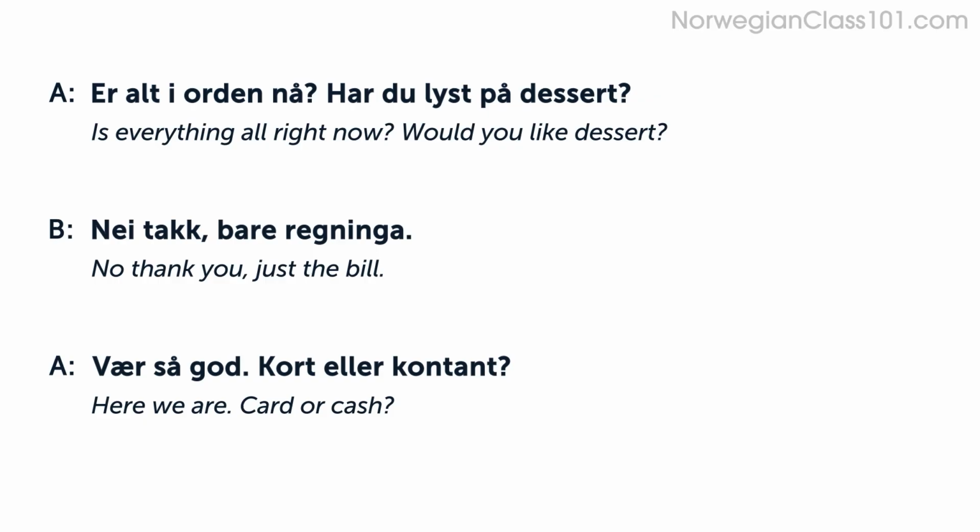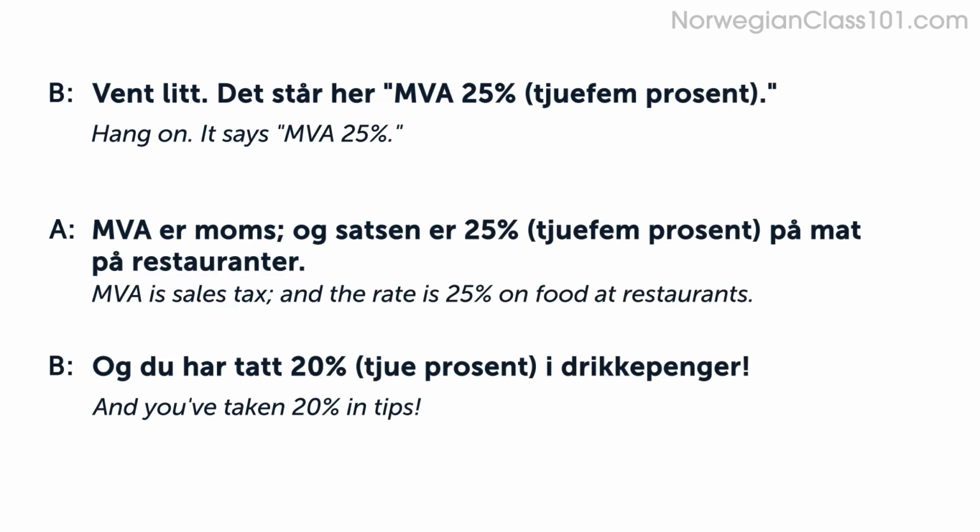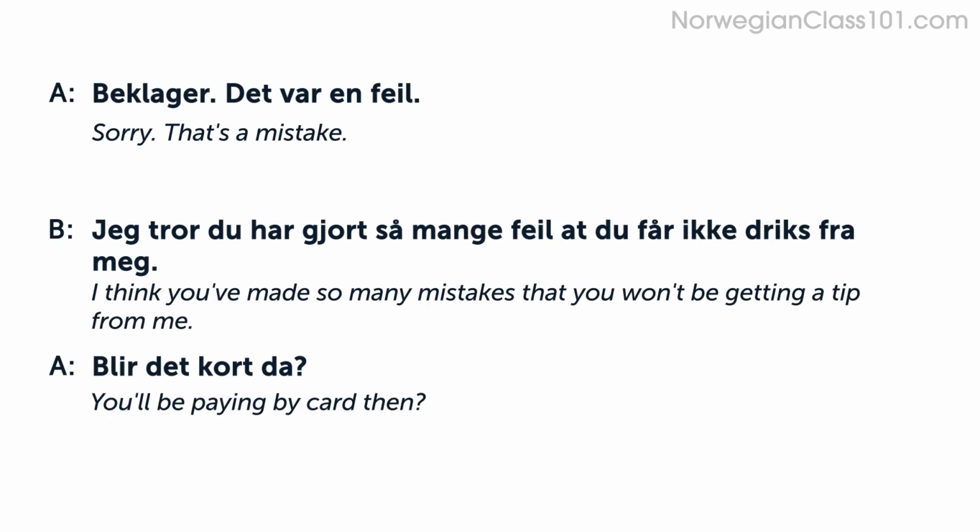Alt i orden nå? Har du lyst på dessert? Nei takk, bare regninga. Vær så god. Kort eller kontant? Vent litt. Det står her MVA 25%. MVA, moms, og satsen 25% på mat på restauranter. Og du har tatt 20% i drikkepenger. Beklager, det var en feil. Jeg tror du har gjort så mange feil at du får ikke driks fra meg.